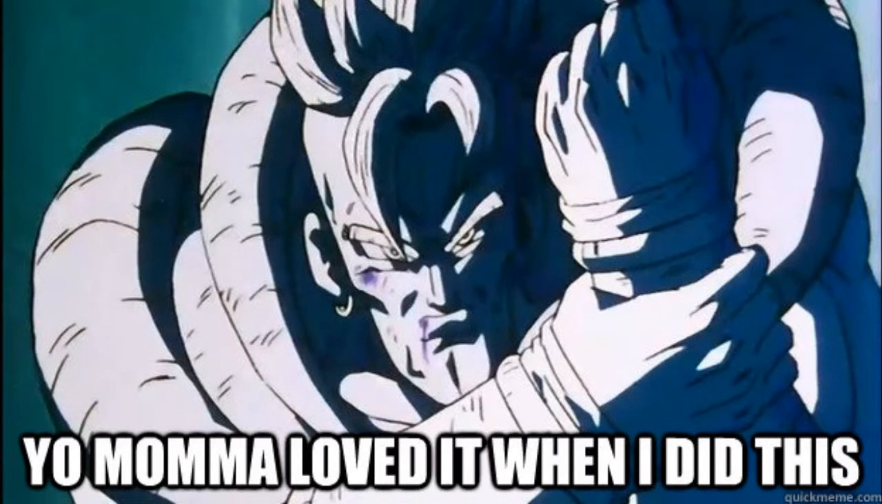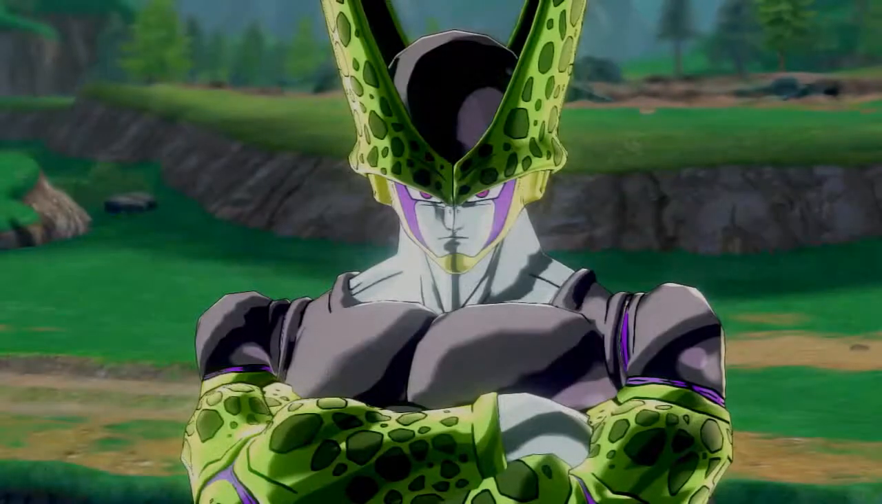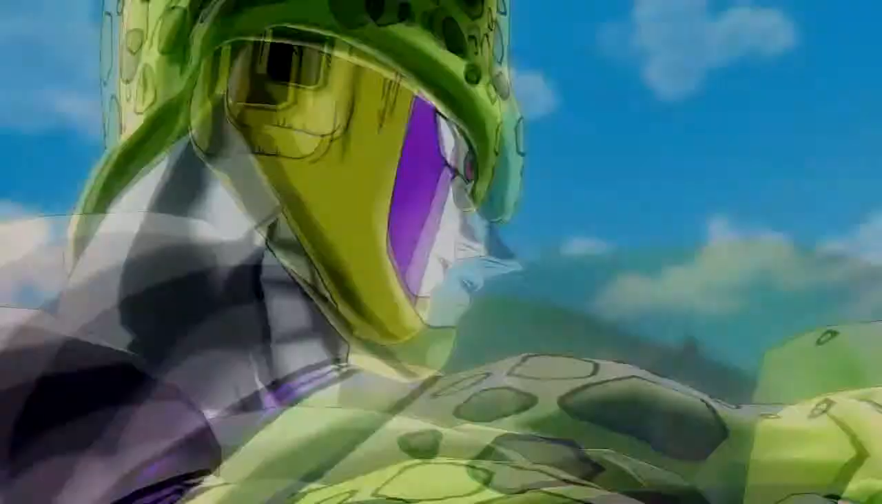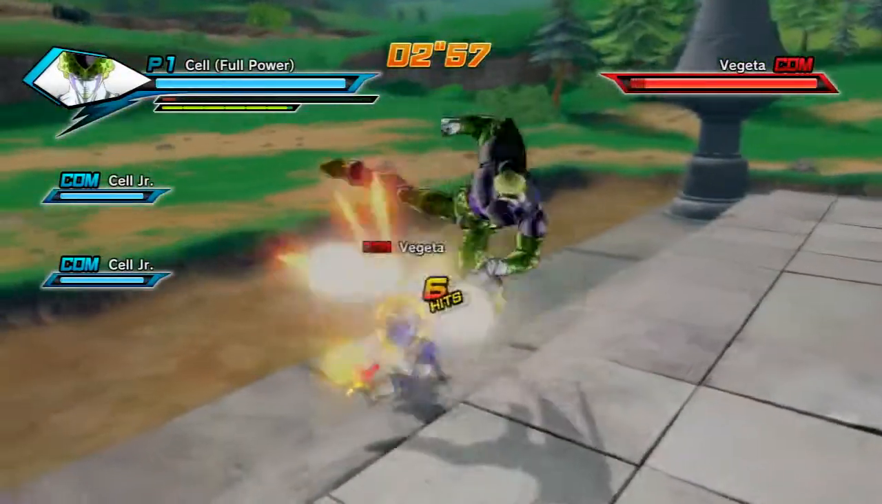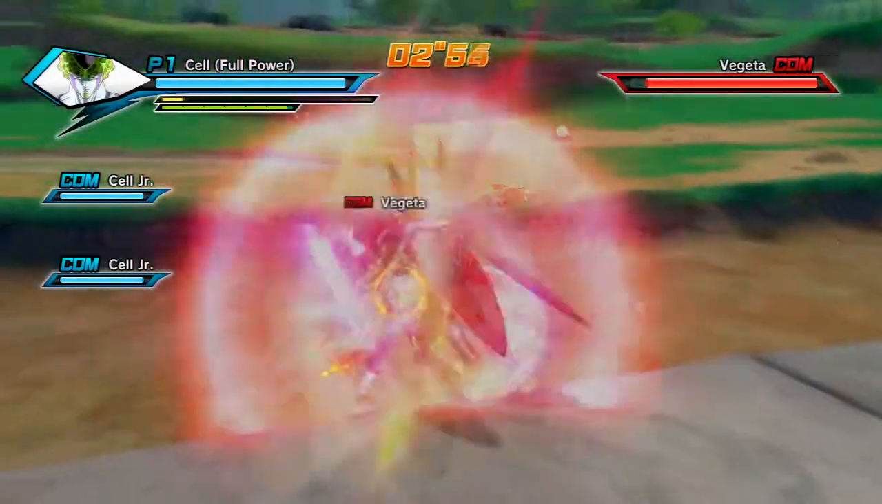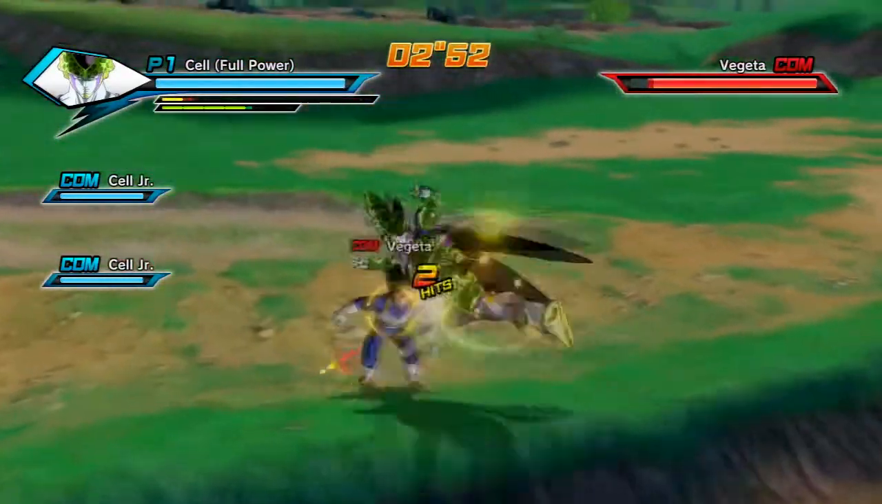So, on to the last category of androids, the bio-androids. Now this group consists of Cell and his children, the Cell Juniors. They are neither robotic nor human technically. I say technically because Cell is made up of the DNA of the strongest warriors in the universe, and some of those happen to be human.